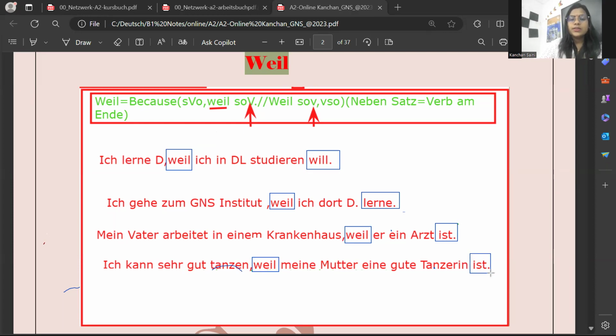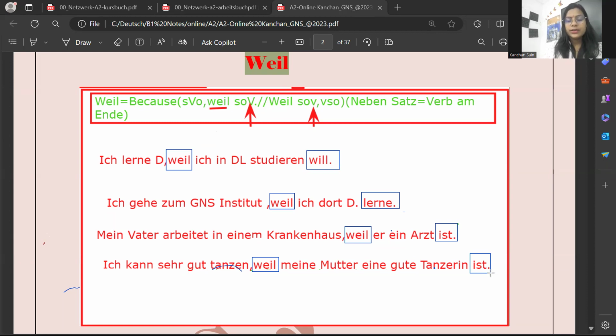So here the connector is something we want to use, weil, and whenever someone is asking you a question with the WH word warum, yeah, warum wollen Sie nach Deutschland fliegen? Why do you want to fly to Germany? Why do you want to work in Germany? Why do you need to learn German? So, such answers can be given using this connector weil.